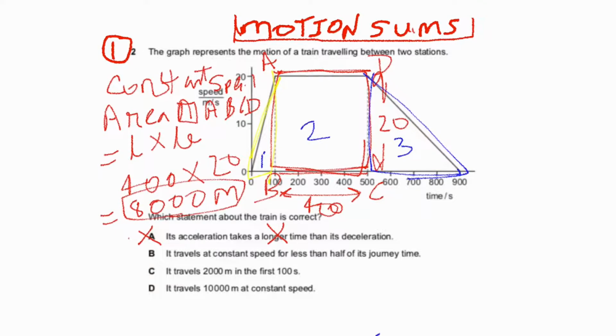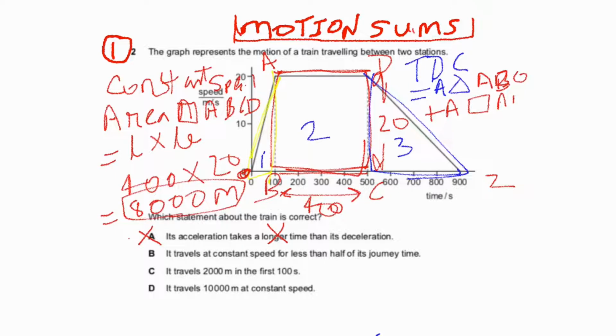So here we write the total distance traveled. Let us mark this point as O and here Z. Total distance traveled equals area of triangle ABO plus area of rectangle ABCD plus area of triangle DCZ.